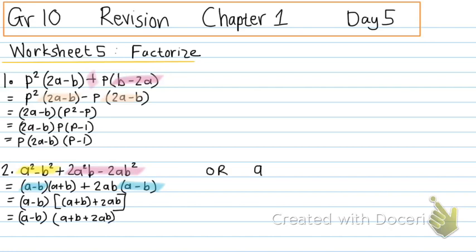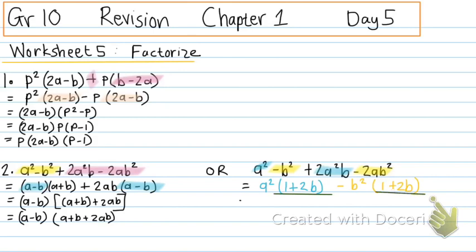If I grouped different ones together, let's see what happens. If I group the first and the third and the second and the fourth together, then for the blue ones I take out a common factor of a squared. Then I'm left with 1 plus 2b. Then for the yellow ones I take out a negative b squared. Then I'm left with 1 plus 2b. Now the 1 plus 2b is a common factor. I take it out, and it becomes 1 plus 2b, and then also a squared minus b squared.